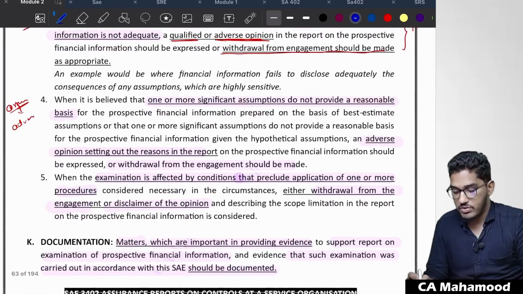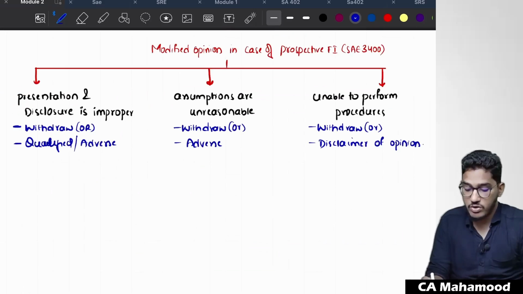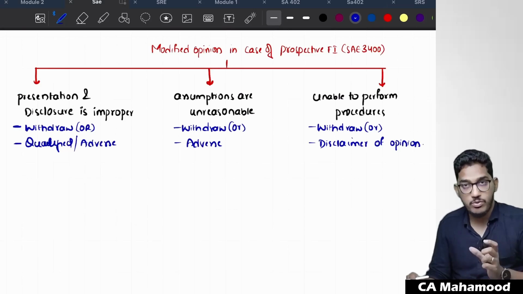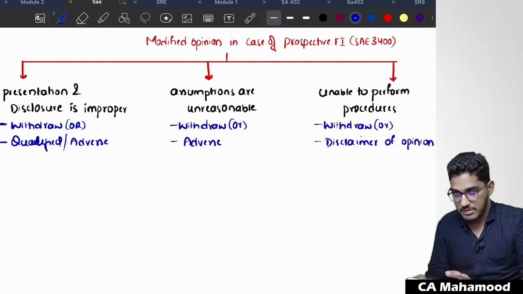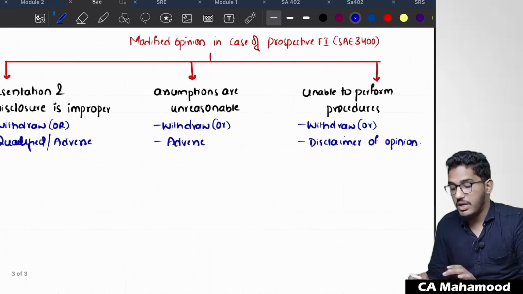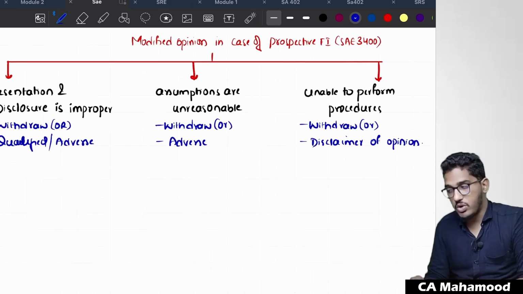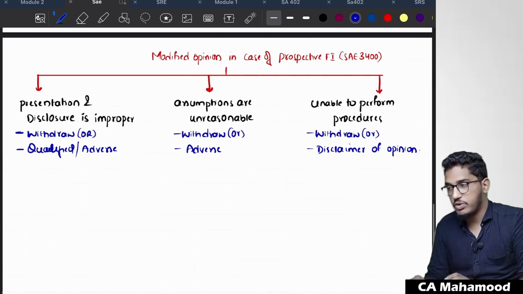And along with that, when you are going to give the modified opinion. So when it comes to modified opinion, this chart is something which is very important. When there is a problem with presentation and disclosure, either you can withdraw or you can give qualified or adverse. When the assumptions are unreasonable, directly adverse, or you can withdraw. When you are unable to perform procedures, here also the option to withdraw will be given. In case you are unable to withdraw, then you are required to give the report which contains a disclaimer of opinion.